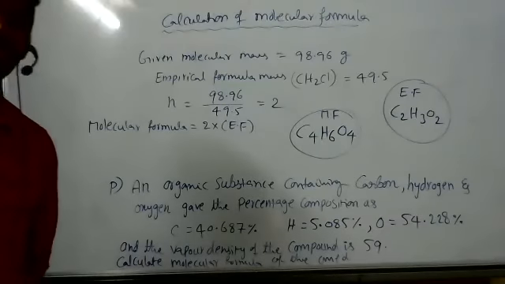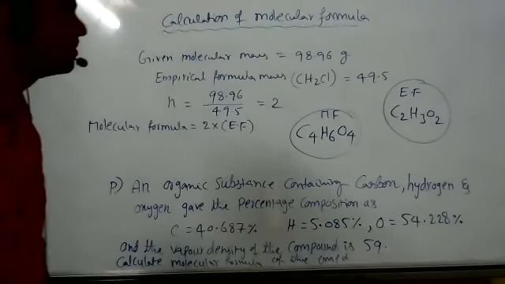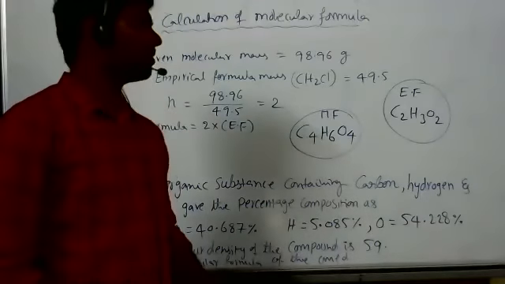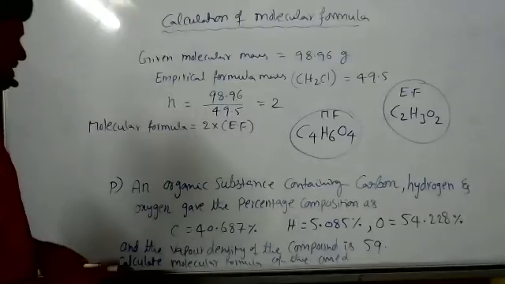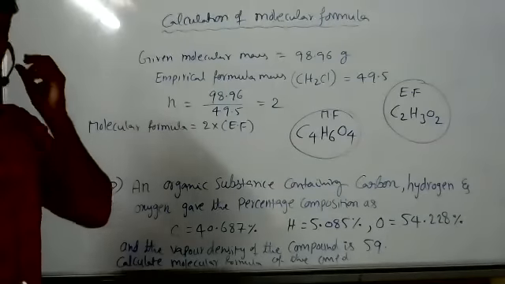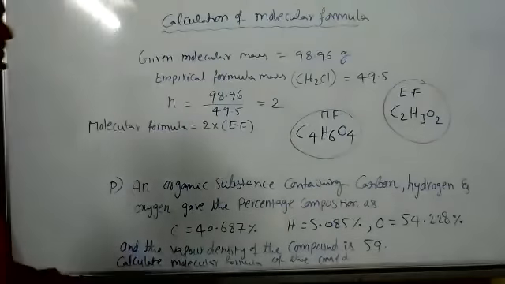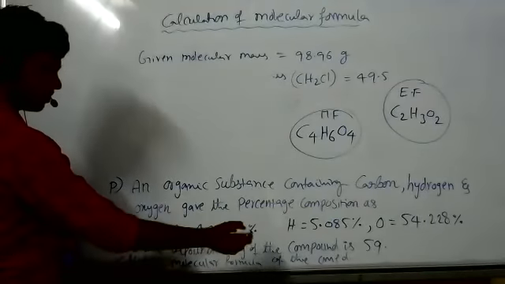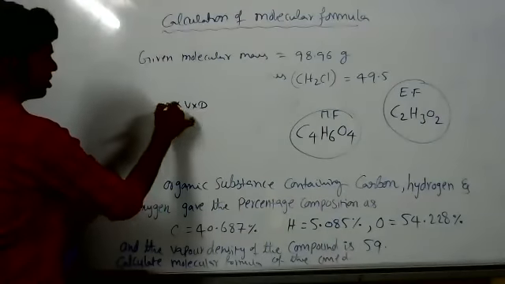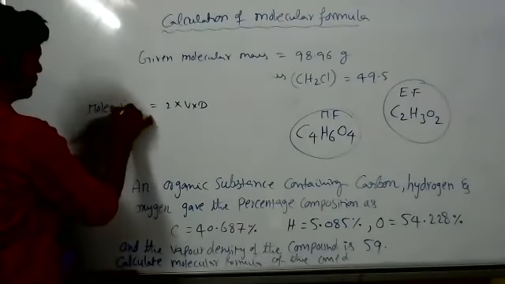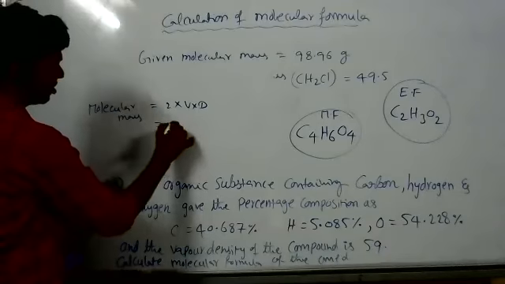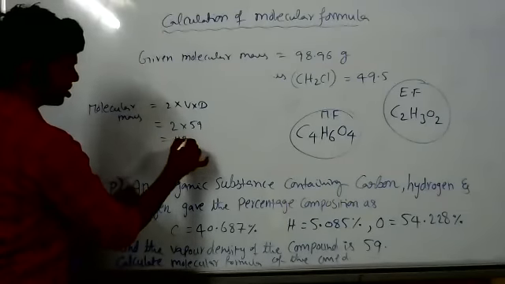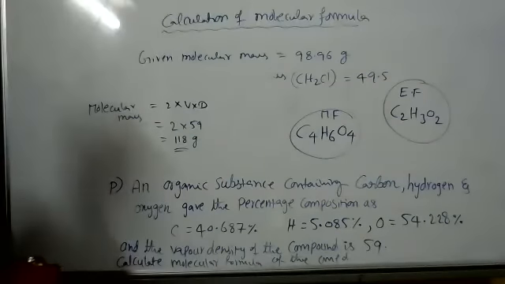Sir, is empirical mass always equal to vapor density? No, that's not always equal. I gave the vapor density, so the molecular mass is equal to 2 into vapor density, 2 into 59. It gives 118. This is the molecular mass.